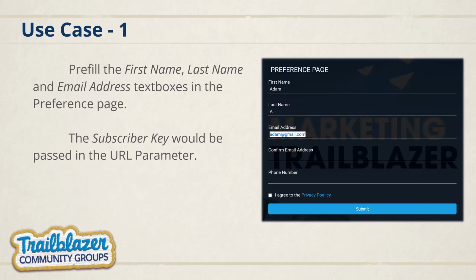And this is the use case that we are going to cover today. We need to pre-fill a cloud page, a preference page, where if someone, your subscriber, visits, his first name, last name, and email address should get pre-populated. For that, we will get the subscriber key in a URL parameter. If you don't know what a URL parameter is, that is totally fine. We will come to that. We will get the subscriber key of a subscriber, and we will pre-fill his first name, last name, and email address in the cloud page. So this is use case number one we will be covering today.